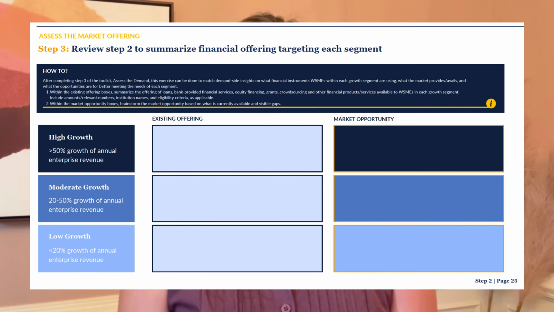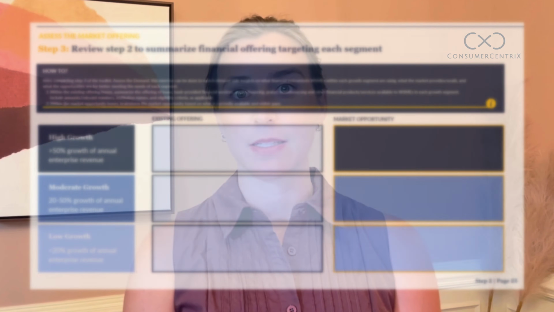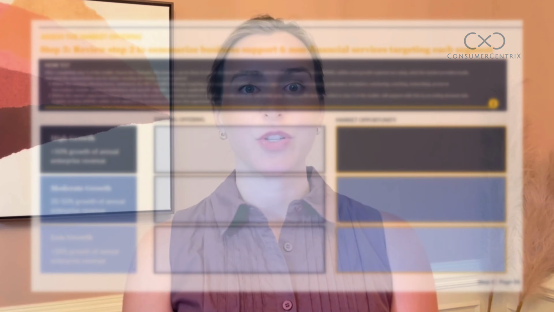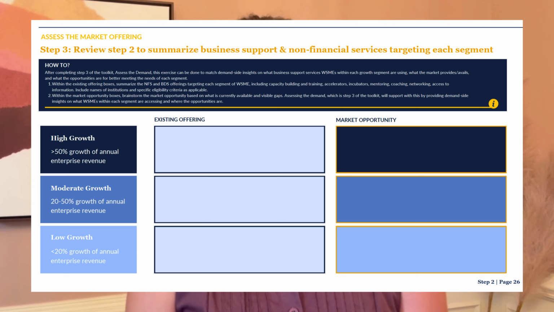So on page 25, you would summarize the financial offering targeting each growth segment within the existing offering column. And then within the market opportunity column, you would fill in notable gaps in financing and banking solutions for each segment. On page 26, you do the same exercise, but for business support services, detailing what each segment is accessing in terms of non-financial services, both bank and non-bank provided, and what the opportunities or gaps are based on that unmet need.